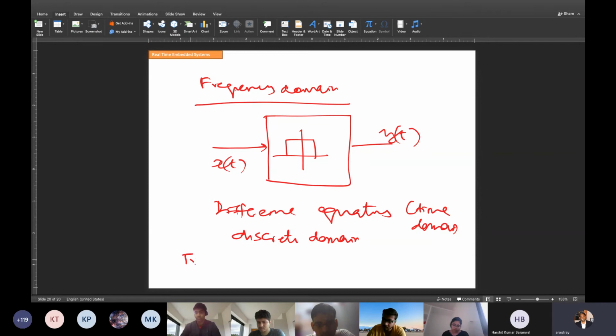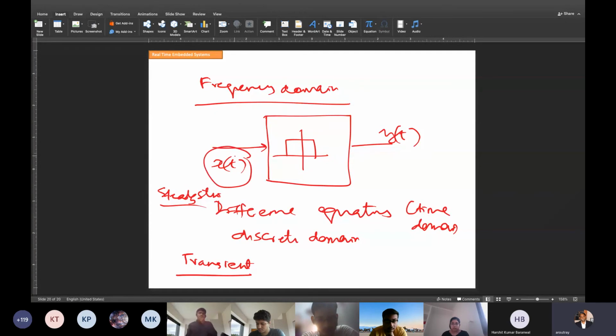Then there will be transients. So there will be steady state and transient. These are steady state behavior, they are transient. Transient means suppose the sinusoidal frequency changes, or the signal frequency changes here. What happens to the digital filter output? There will be some transient which will be there.